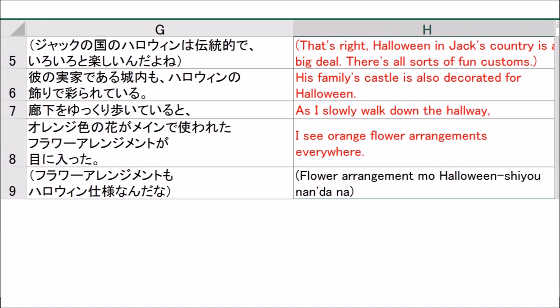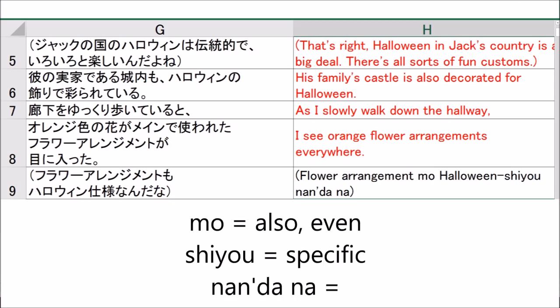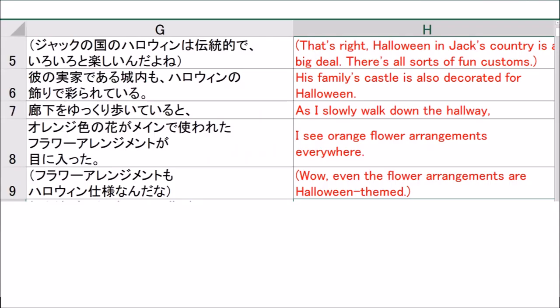Okay, next cell. The main character is thinking again in parentheses. Flower arrangement mo Halloween shiyou nanda na. The mo particle is just like the one before. It means also or even. Shiyou means specified or specific. The nanda na is that sort of noda idea again. The "yes, I'm sure of this thing I'm observing." So in proper English, "wow, even the flower arrangements are Halloween themed."